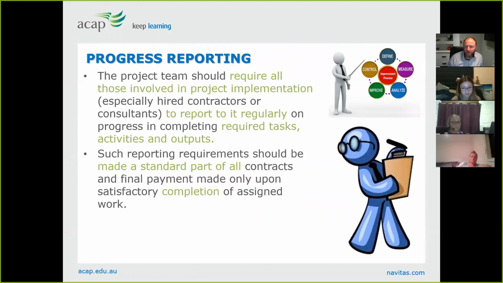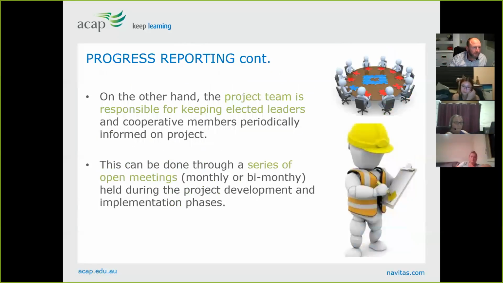Progress reporting, so making sure that you have a really good mechanism all through the project for who is doing what. So define things, measure things, analyse, improve. Making sure you've got a solid process in place, and making sure that people who are running the project are cooperating and talking to each other. This is normally done through meetings, which is pretty much the standard way.